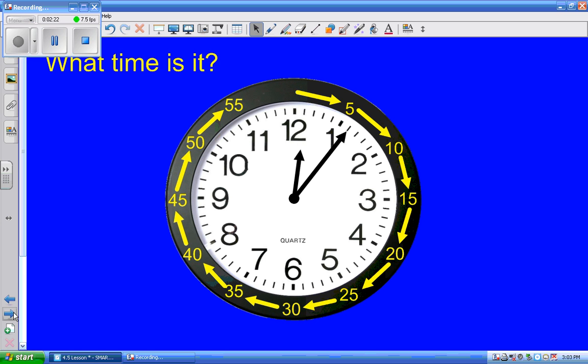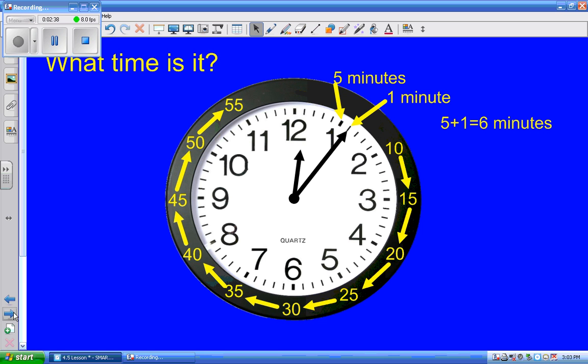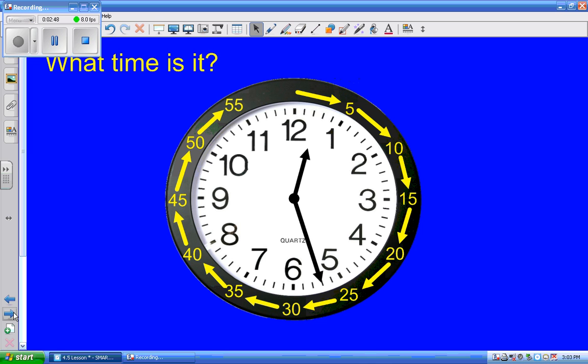Well, it's 5, and then 1 more is 6. So you skip count by 5s to find the big numbers, or the big, large jumps, and then you finish off by counting with the little tick marks. All right? So you can see here we have 5 minutes and 1 minute, and 5 plus 1 gives us 6 minutes, just like Tiffany said. Okay, so it's 12:06, or it's 6 minutes after 12. So far, so good? Yeah. All right, moving on to the next one.